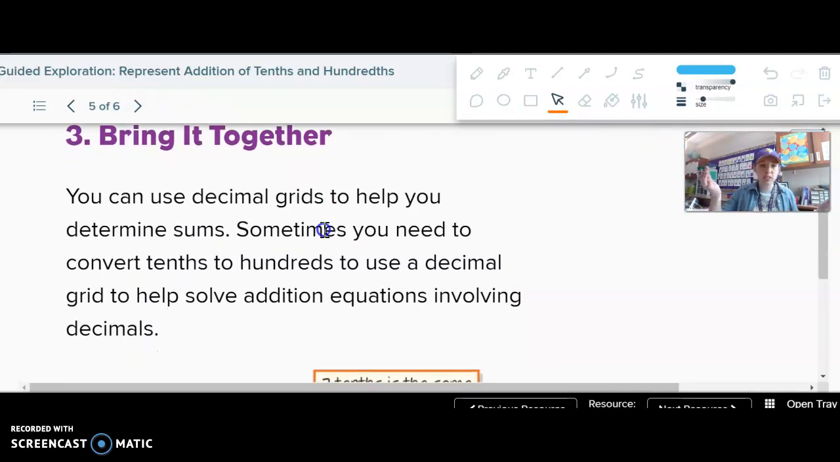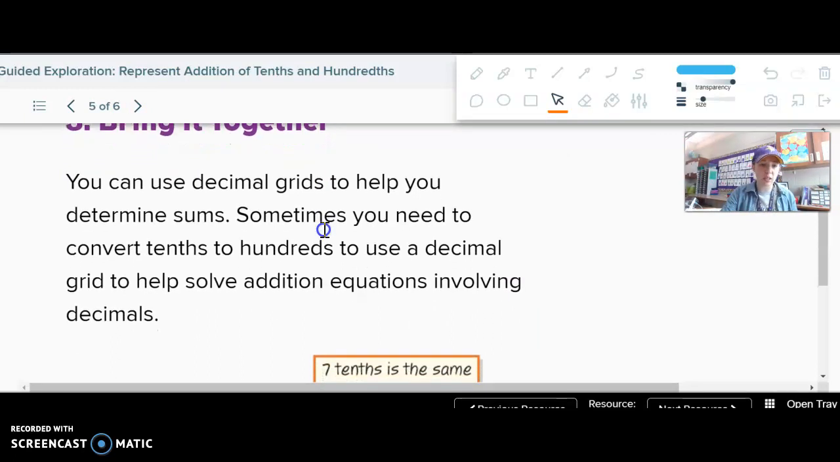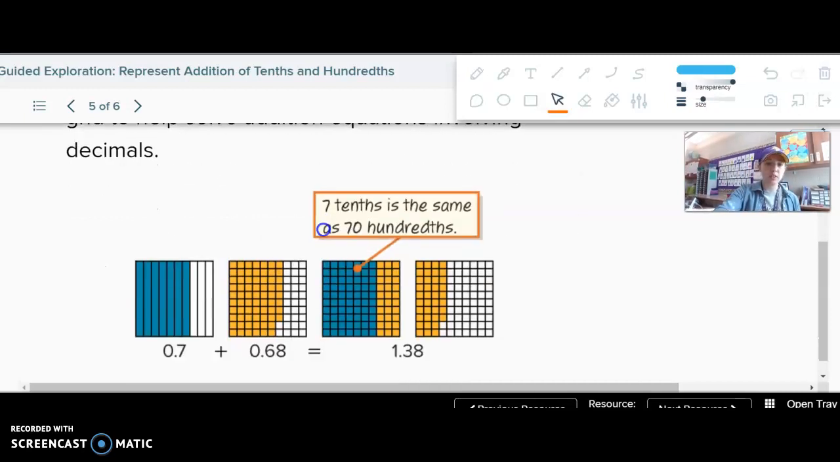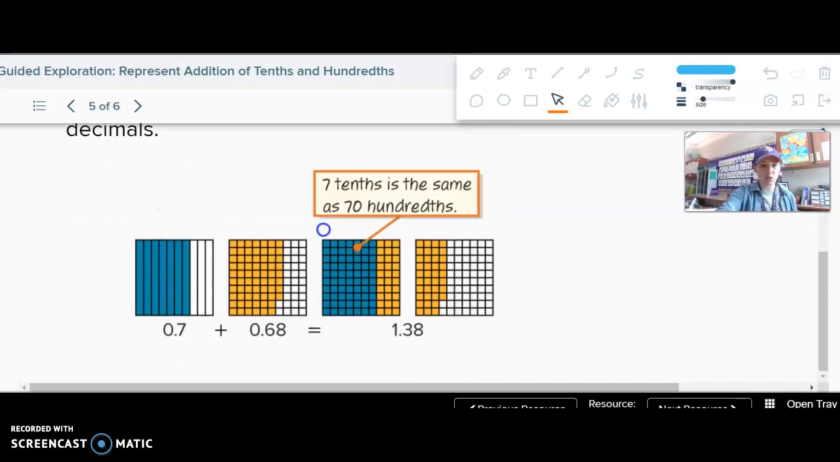So we're using decimal grids to help us determine sums. Sometimes we need to convert tenths, that should say, to hundredths, to use a decimal grid. So that is a strategy. If we think about using a strategy to help us solve addition, sometimes we need to take those tenths and convert them into hundredths to solve them. The example they gave was 7 tenths is the same as 70 hundredths.